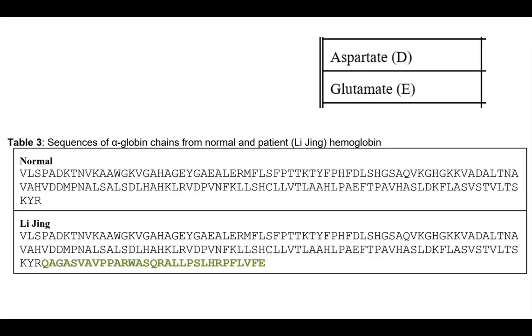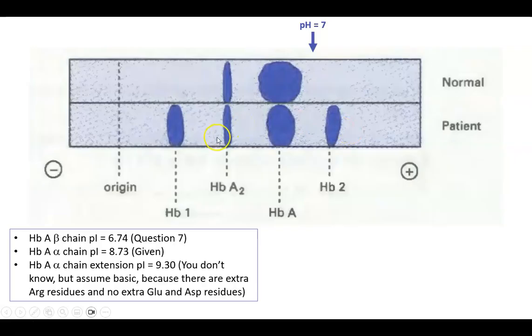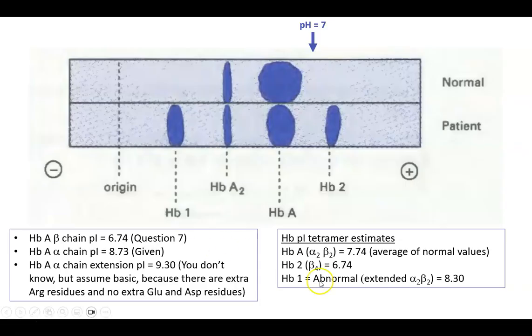And remember, her beta chain is normal. So if it's going to be more basic, then if a normal hemoglobin A beta chain is a pI of 6.74, now you would have to go to look at question 7 to see that, but you didn't actually really have to do that. You were given that the normal alpha chain pI is 8.73. So this extension means that the pI has to be higher than that. Now, I got this number because I actually put the sequence through an online pI calculator, which you obviously couldn't do. But that doesn't matter. You just needed to know that whatever it is, it was more basic than 8.73. That's all you had to know.